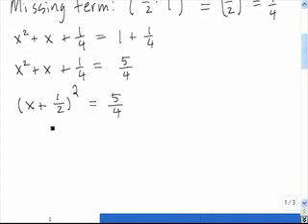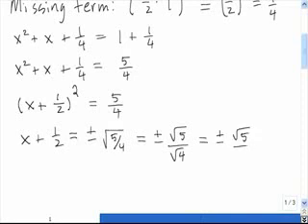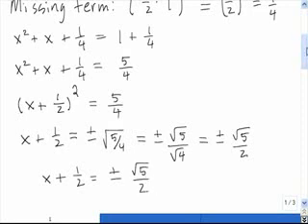Next, we want to rewrite this equation without the square. So x plus 1/2 is equal to plus or minus the square root of this right-hand side. And just rewriting the right-hand side, we have plus or minus the square root of 5 over the square root of 4. And we know that the square root of 4 is 2. Okay, so now our equation is reduced to x plus 1/2 equals plus or minus the square root of 5 over 2.